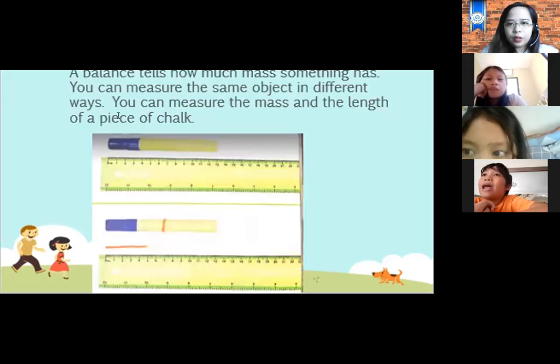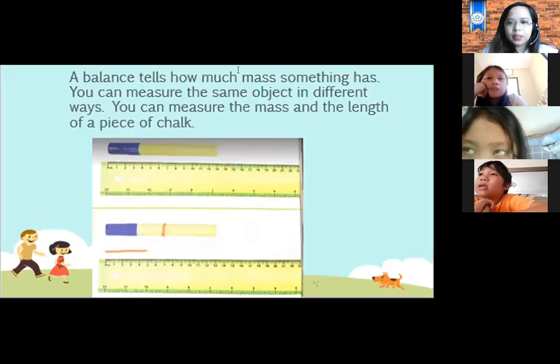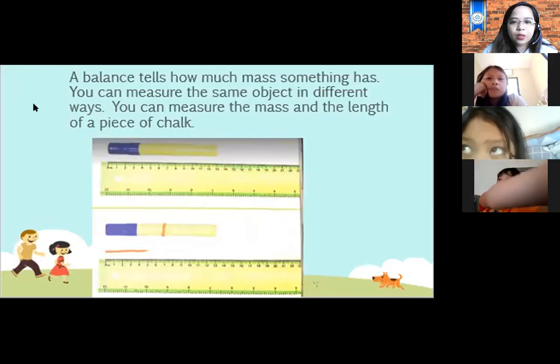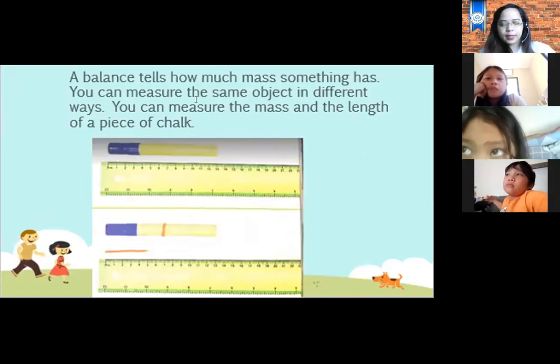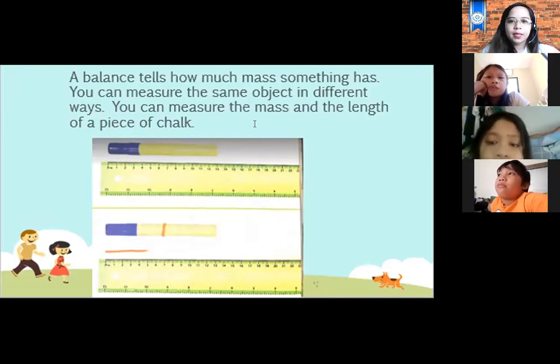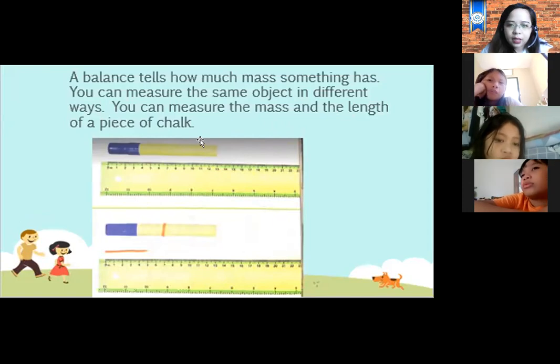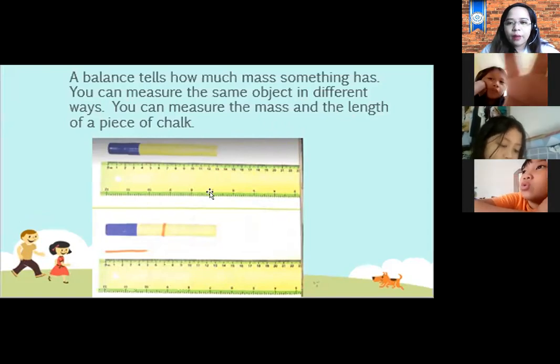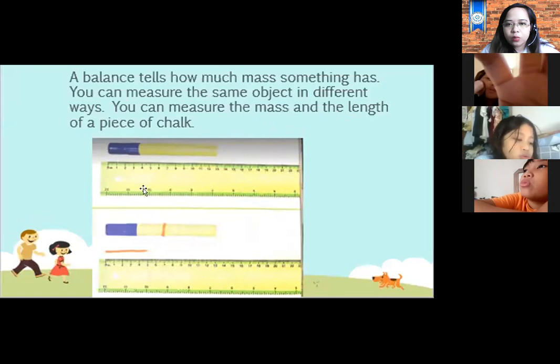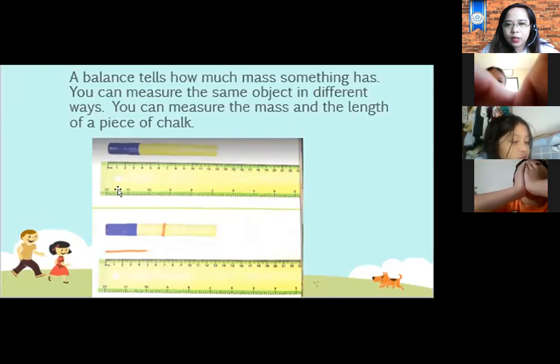Now let's go over. A balance tells us how much mass something has. So you can measure the same object in different ways. You can measure the mass and the length of a piece of chalk, just like, for example, this one. What you can see here, the marker is 13 centimeters, or about 5 inches. So you have here 1, 2, 3, 4, 5.